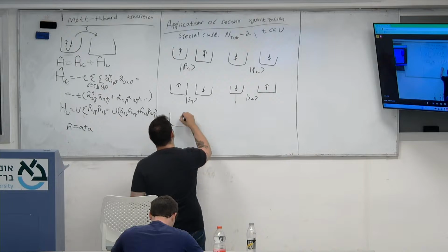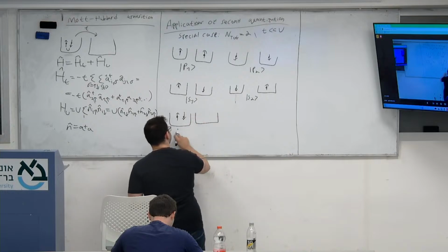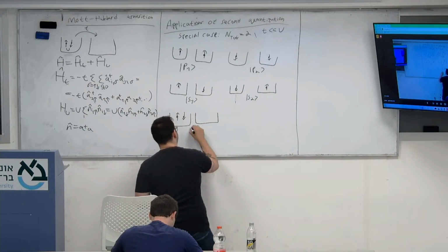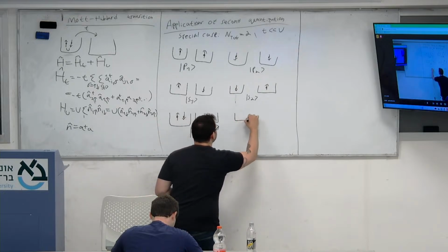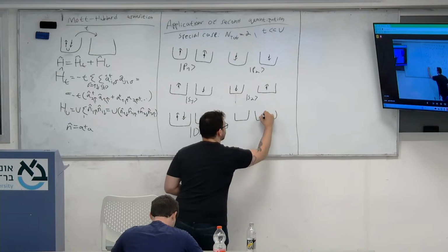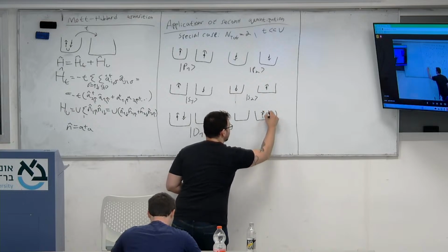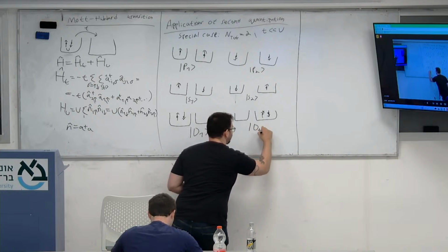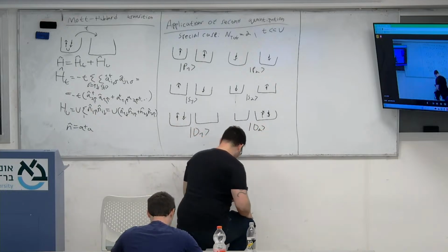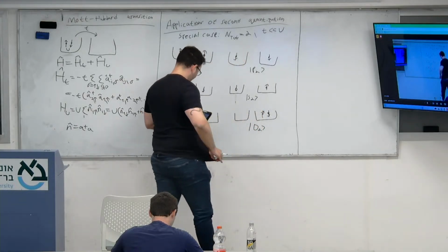Finally, I can have what I call a double occupancy state. We have 2 electrons with opposite spin in the same location. I will call it D for double occupancy. Of course, there's a similar symmetrical one, D2.